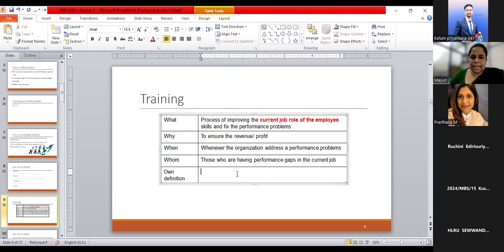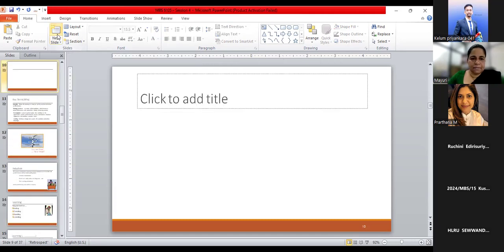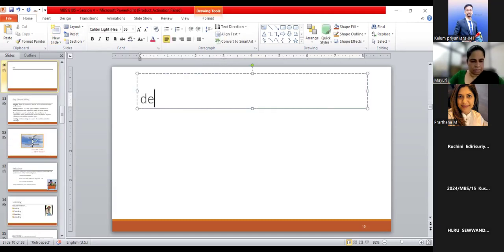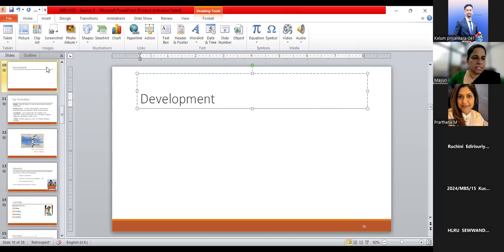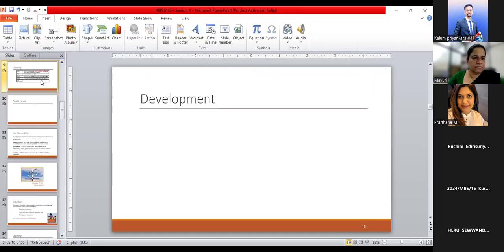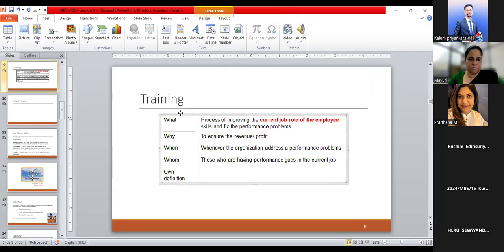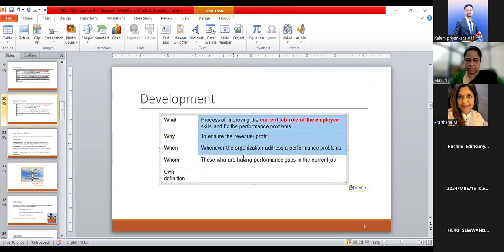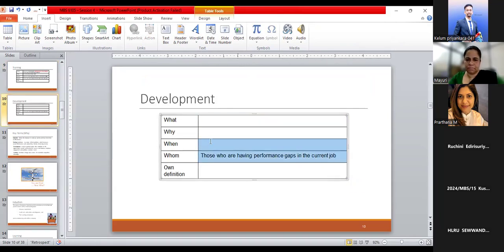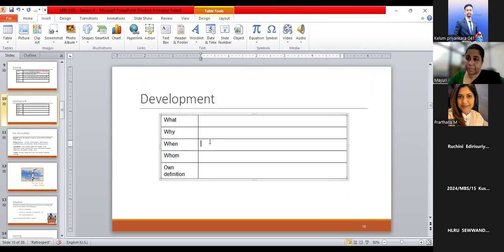Let's go to development now. Development. Take the same table. Development is very logical.